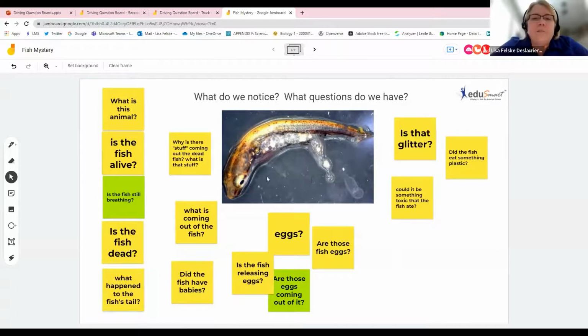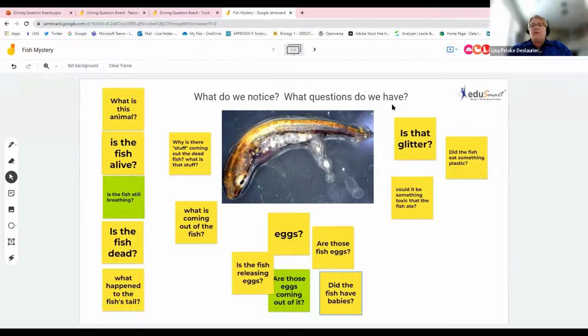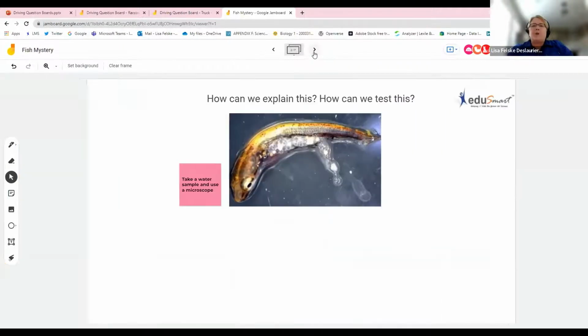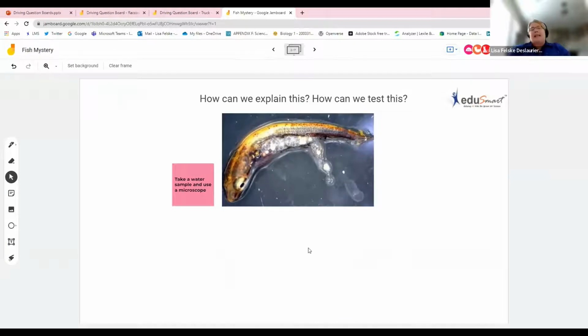Did the fish have babies? That's kind of related to eggs. What else do you think this looks like? And so let's talk about, here's some questions that we have. The next part of this Jamboard was, how can you explain this? How can you test it?